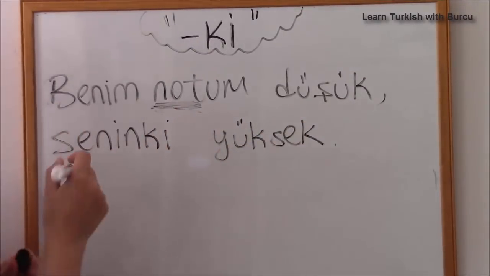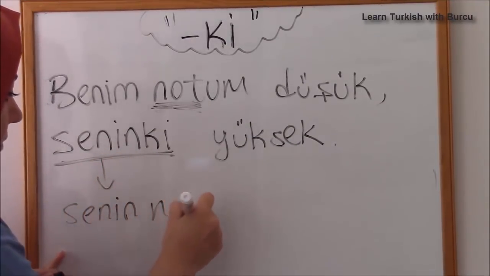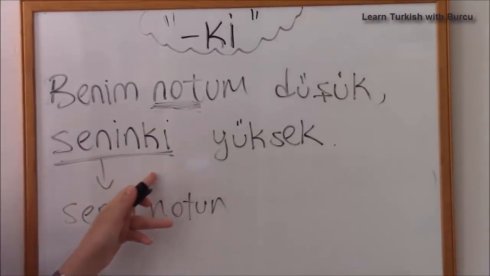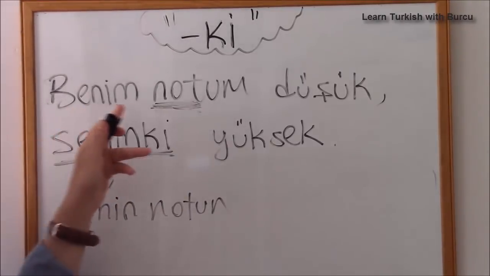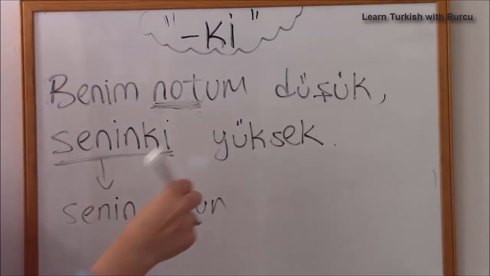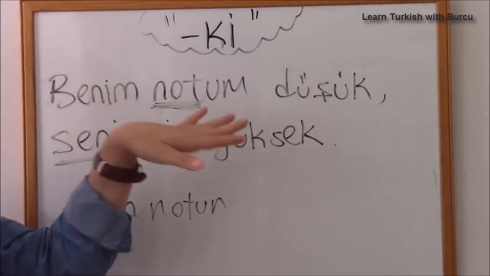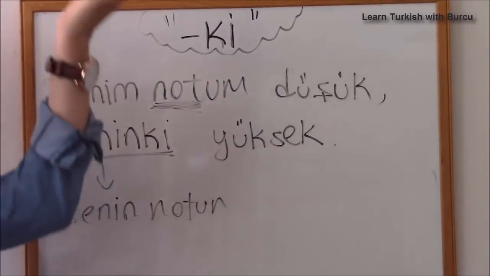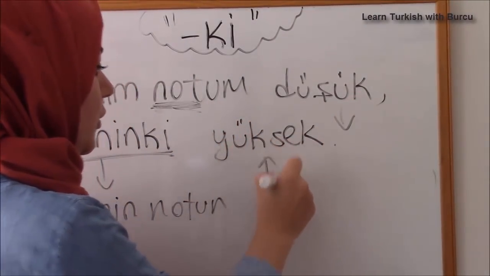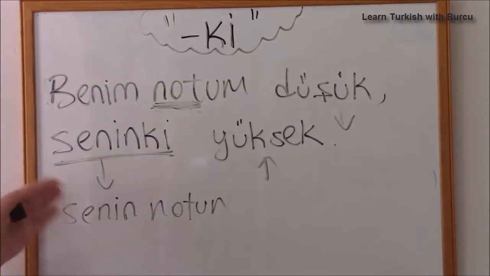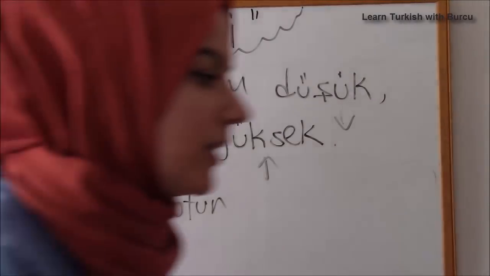Benim notum düşük, senin notun yüksek. You already know the rule, seninki. I indicate that senin notun. I am talking about your score. Benim notum düşük, seninki yüksek. So, düşük means low, okay, low. Yüksek means high. Low, high. Düşük, yüksek. Benim notum düşük, senin notun yüksek. Or seninki yüksek. Okay, I hope it's clear. Now let's see another example.